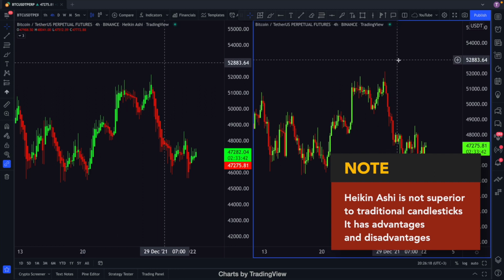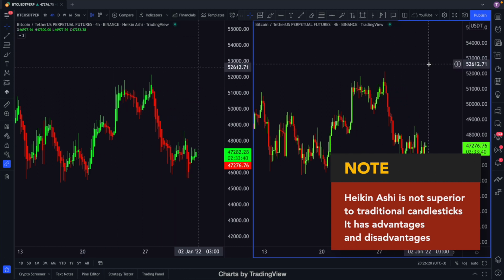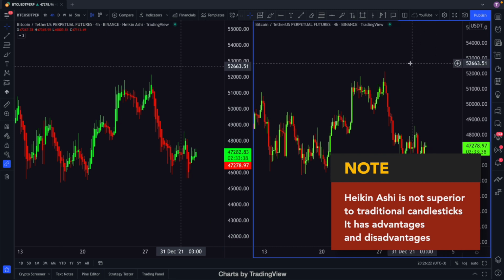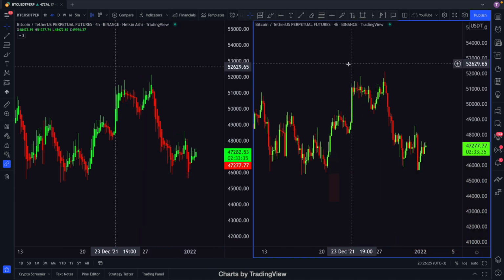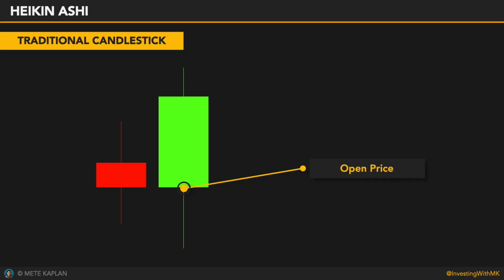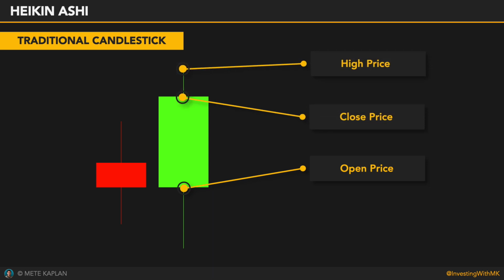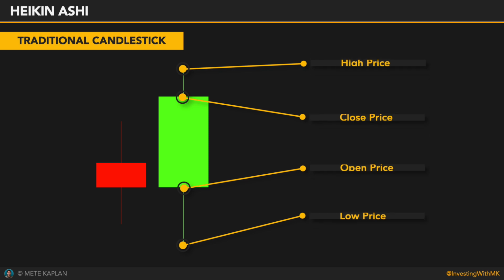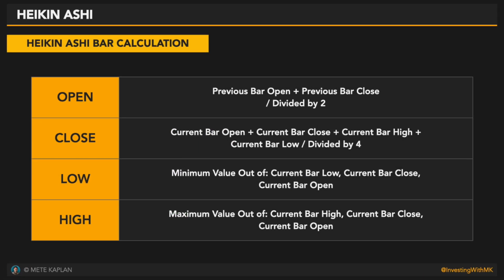The first thing is that you have to understand how it is calculated. It's quite different from the traditional candlesticks. It uses similar data points: open, low, high, and close. With traditional candlesticks, you can easily understand the structure, because each candlestick is independent with its data points, as you can see on the screen. However, HEIKIN ASHI candlesticks are dependent on the previous candlestick. You can see the formula on the screen.